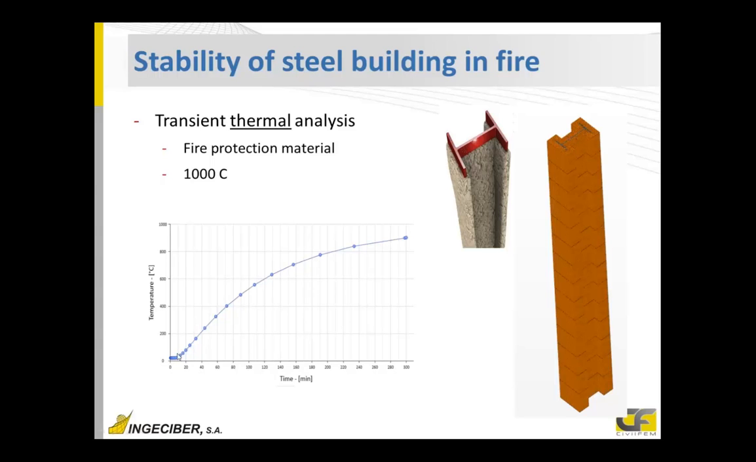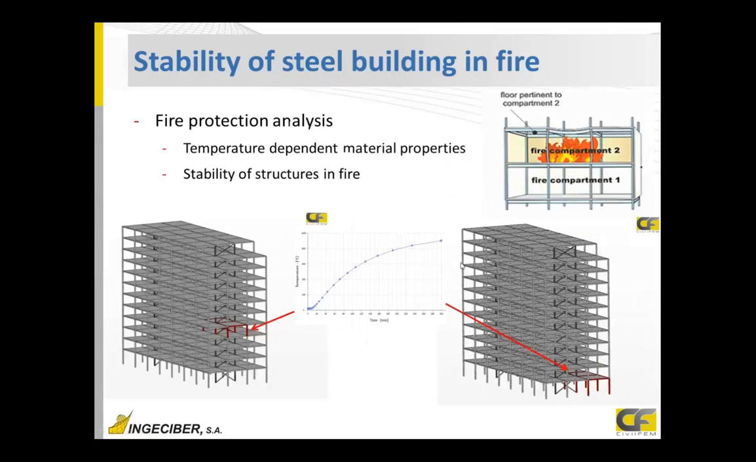This is the temperature that will reach the steel during the different minutes. Instead of modeling the protection in the global structure, what we will do is apply these temperature results of the transient thermal analysis of a detailed model in the global model. The temperatures obtained inside the columns will be applied to the different columns and beams. So instead of modeling the protection, we apply these curves directly.